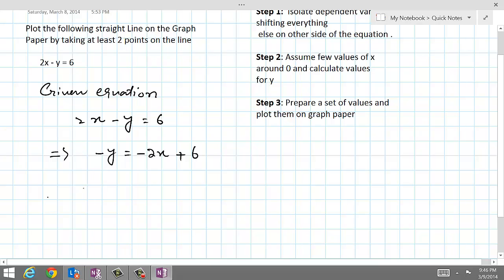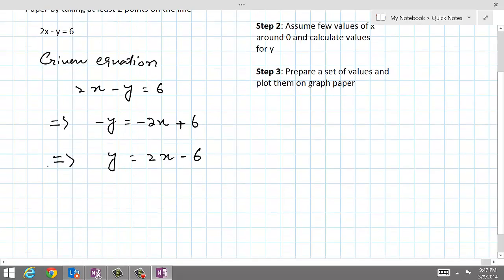And for getting rid of this minus 1, we will be multiplying minus 1 on both sides of the equation. This will give us y equal to 2x minus 6. So this completes our step 1 of the procedure, isolating y on the left hand side of the given equation.